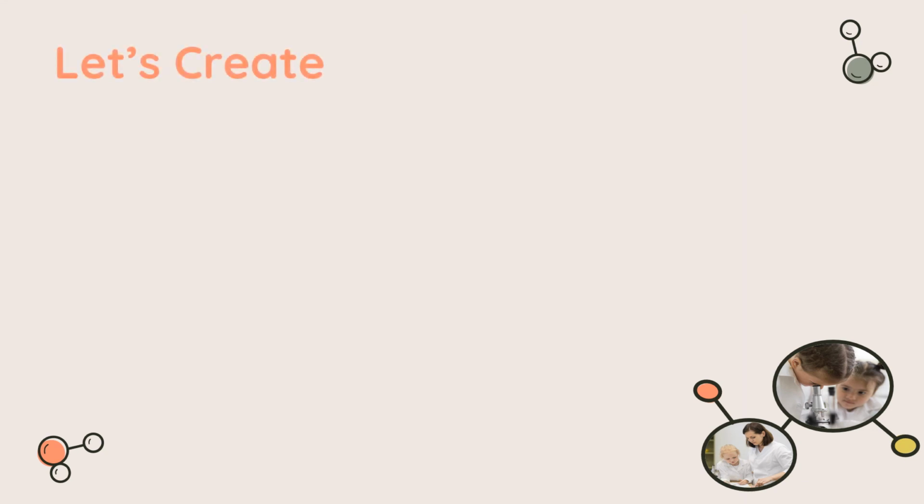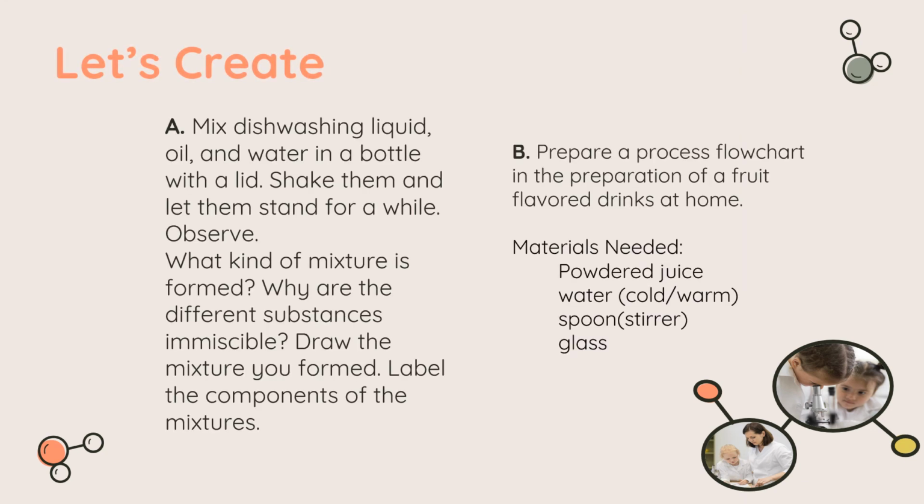So we are now here on our Let's Create part. For Let's Create, letter A: mix dishwashing liquid, oil, and water in a bottle with a lid. Shake them and let them stand for a while. Observe what kind of mixture is formed. Why are the different substances immiscible? Draw the mixture you formed. Label the components of the mixtures.